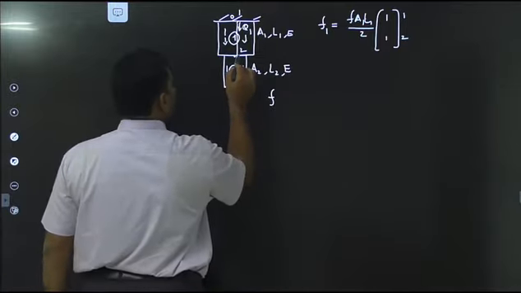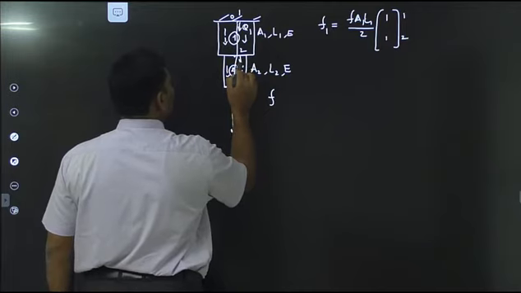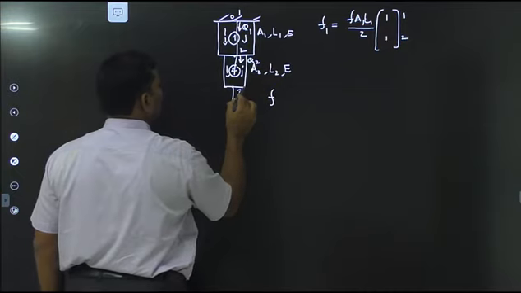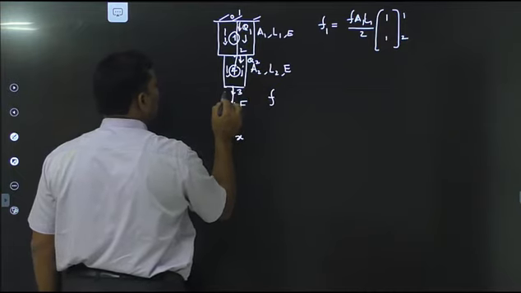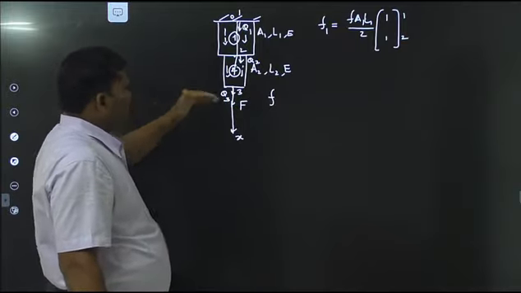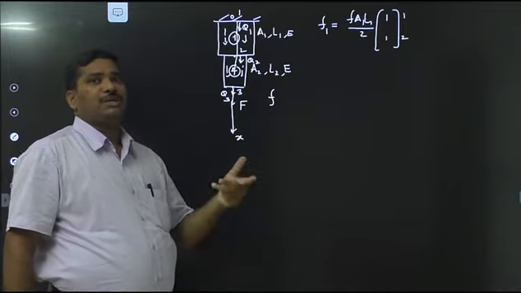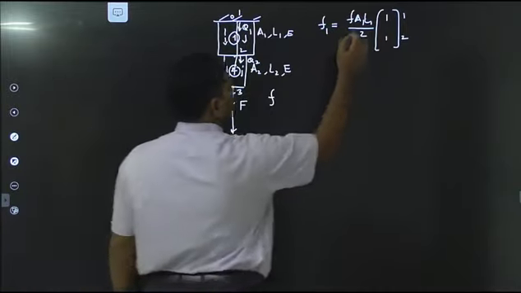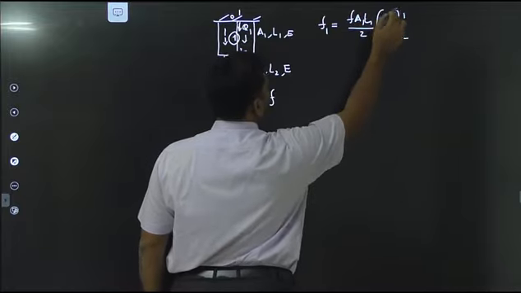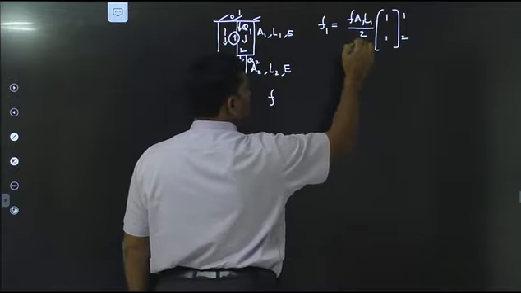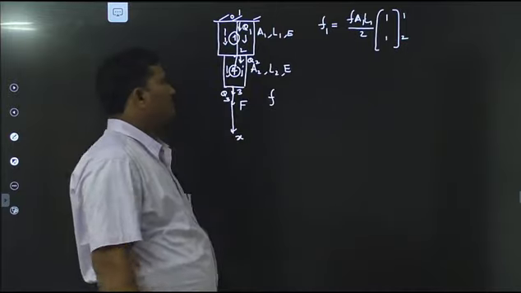Next. Node 2 tends to move in the direction shown. And coming to node 3, it tends to move vertically downwards. Therefore, its displacement is Q3. So, Q1, Q2 and Q3 are the global displacements. Therefore, I say F A1 L1 by 2 corresponds to first degree of freedom, and again F A1 L1 by 2 corresponds to second degree of freedom.